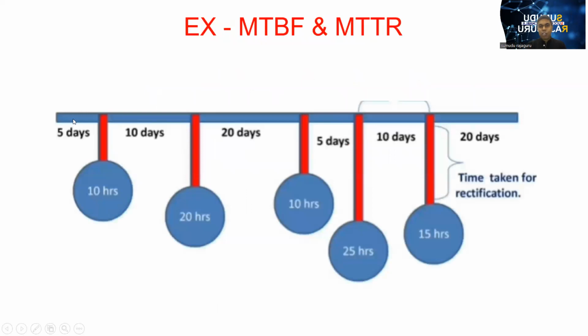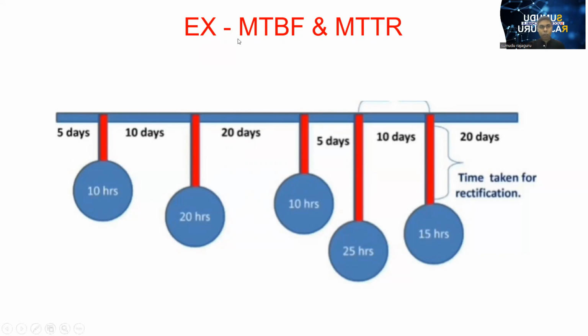Okay, this is one of the examples. Now you can see some machine ran 5 days. After the 5 days a breakdown happened, and we had to repair it for 10 hours. After repair, it ran again for 10 days, then a breakdown happened. 20 hours of repair we have done. Then 20 days run, again a breakdown happened. It was 10 hours repairing time. Then 5 days run, again a breakdown happened. 25 hours repairing we have done. Then 10 days run. So, okay, 15 hours repairing time we have done.